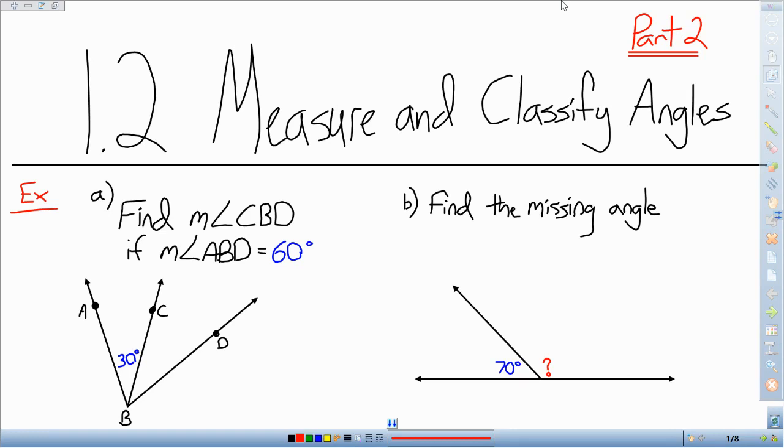While you're doing that, let me just remind you, in 1.2 Part 1, a big part of it was us learning how to name angles. And learning how to name them is a really important tool because we need to be able to read directions and know what angles we're talking about.